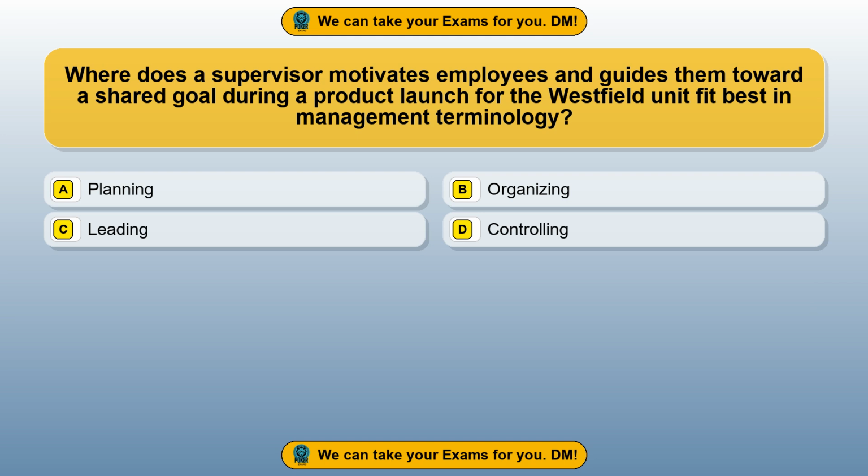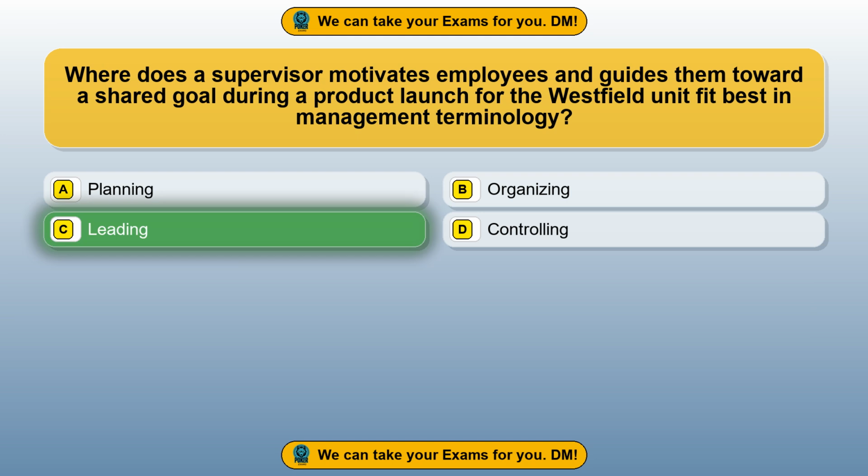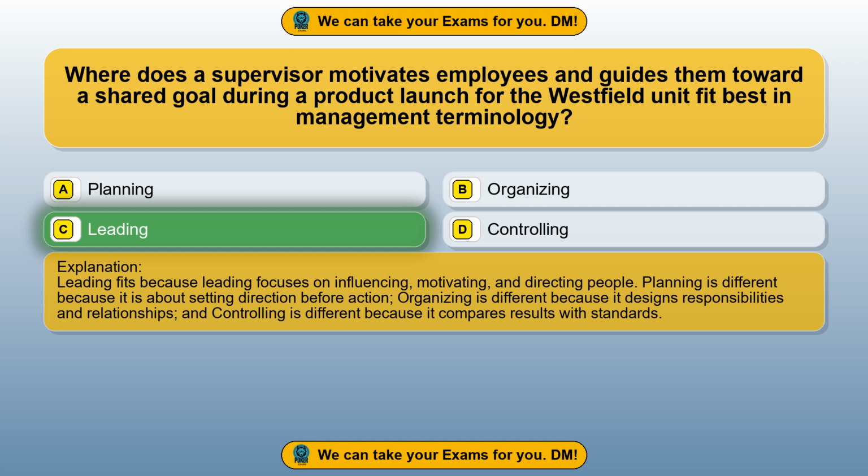Option A, planning. Option B, organizing. Option C, leading. Option D, controlling. The correct answer is option C, leading. Leading fits because leading focuses on influencing, motivating, and directing people.